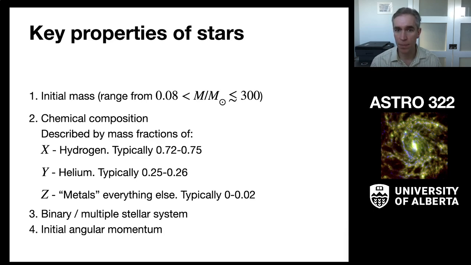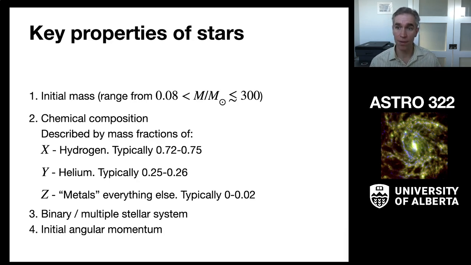And then the letter big Z is what we like to call metals. Now, chemists hate this. This is not the chemistry definition of metals. It just means anything that is not hydrogen and helium. So an astronomer is perfectly happy describing the metallicity of oxygen in a given system. And this is typically 0 to 2% of the mass of a star.